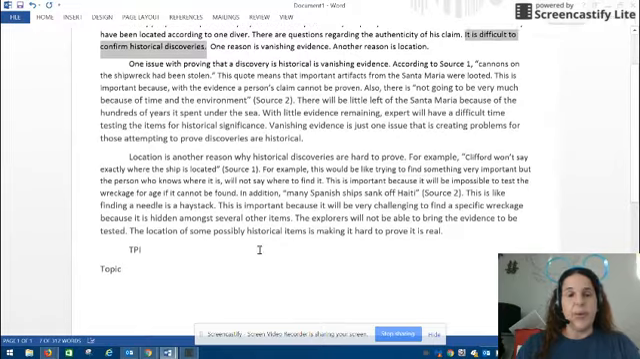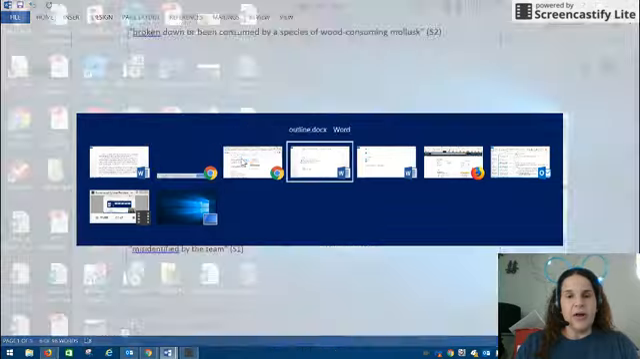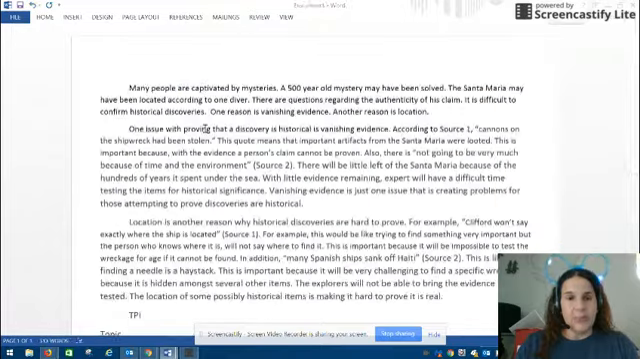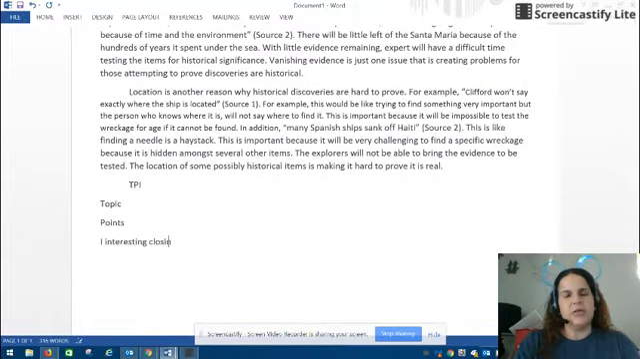The points, the main points. The points are just what your body paragraphs were about. Remember, the location and the vanishing evidence. Remember? Okay. And then the I is just some interesting closing thoughts, or something like that. So we'll have to figure that out. I have no idea. I haven't even tried to write this. I'm just gonna kind of wing it.